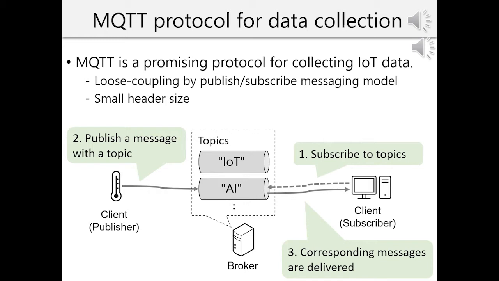MQTT uses an intermediate server called a broker. A receiver is called a subscriber, and it subscribes to the broker by specifying their interest in topics. Publishers send a message with a topic, and then the broker forwards messages to appropriate subscribers.